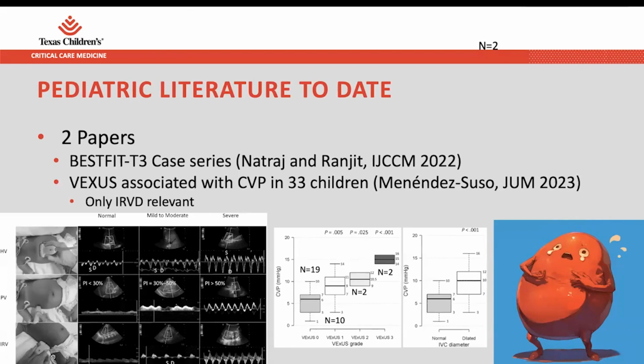And using the same metrics that we've seen earlier in this talk, as demonstrated in the image on the left, they found that when we compared Vexus grade to CVP versus looking at IVC diameter, Vexus was able to do better discrimination in terms of picking out the patients that were going to have a higher filling pressure on the right heart. The thing to also note, though, is that there are only 2 Vexus 2 patients and 2 Vexus 3 patients. So clearly there's more room to expand on this literature.